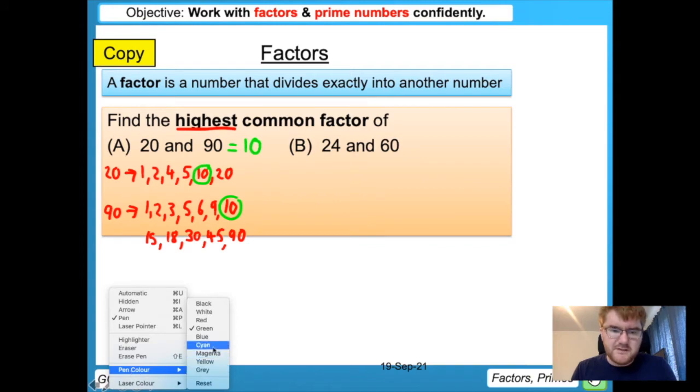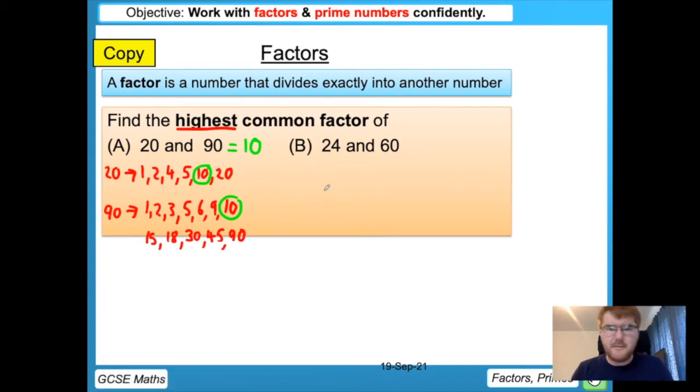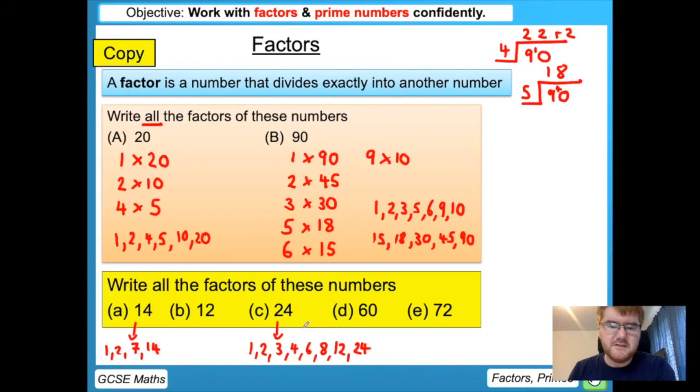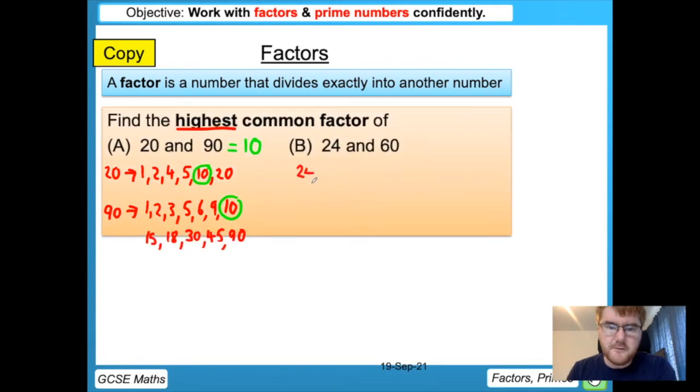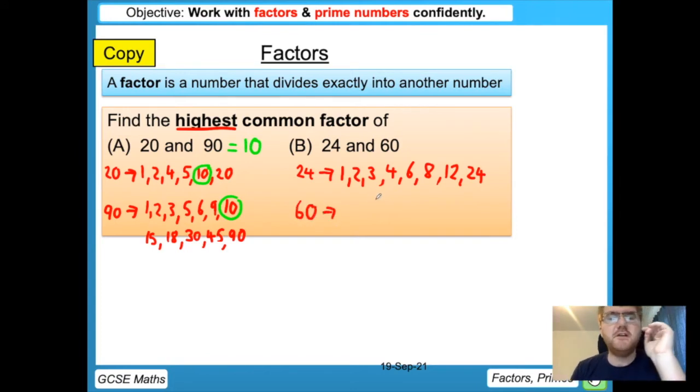So we're going to do the next one. We're going to try and be a little bit smarter about how we do this. 24 we already did here. So we have 24 is 1, 2, 3, 4, 6, 8. This is an alternative way of being able to do this question. And 60 has a lot of factors. It has a lot of factors. So instead we're going to work backwards.